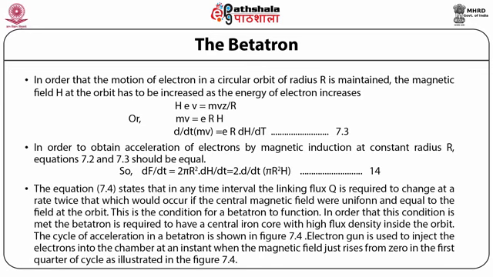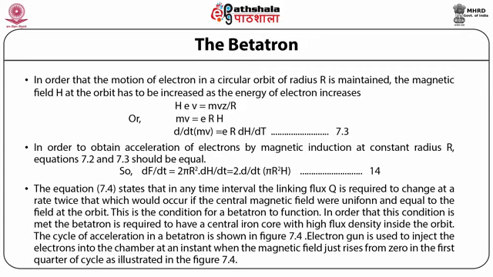Equation 7.4 states that in any time interval, the linking flux phi is required to change at a rate twice that which would occur if the central magnetic field were uniform and equal to the field at the orbit. This is the condition for a Betatron to function. In order that this condition is met, the Betatron is required to have a central iron core with high flux density inside the orbit. The cycle of acceleration in a Betatron is shown in figure 7.4.